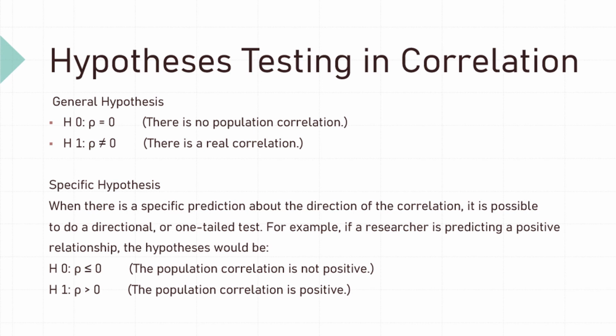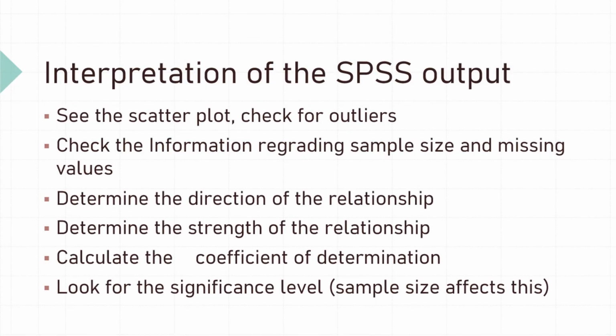When we are going to interpret the SPSS output, first see the scatter plot, check for outliers, check the information regarding sample size and missing values, and determine the direction of the relationship, whether it is negative or positive. Positive shows the same direction and negative shows inverse direction. Calculate the coefficient of determination. Look for the significance value, which is important.